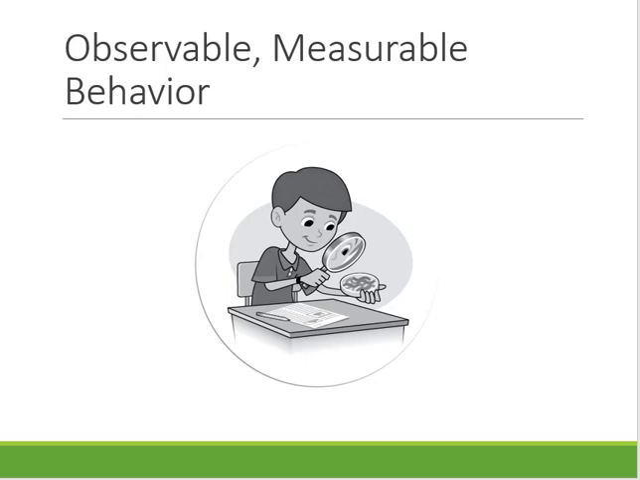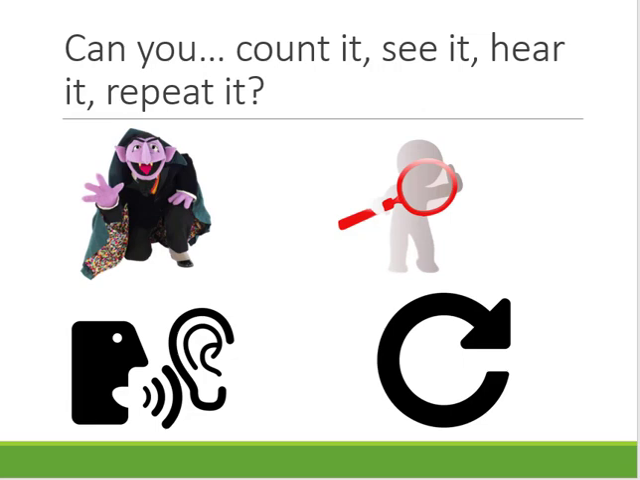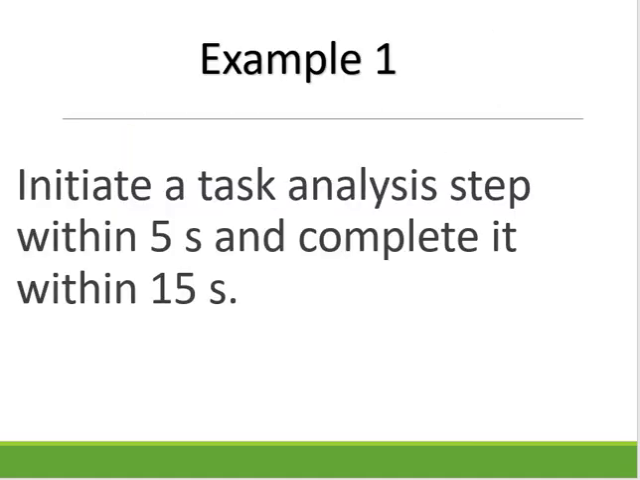Let's start with some examples of observable, measurable behavior. These are examples of behavior that we can count, see, hear, or repeat. There are 4 images on the slide: Count Von Count from Sesame Street, a shadowy figure holding a magnifier, an icon of a speaker sending a message to a human ear, and a curved arrow to signify repeating. Example 1 is initiate a task analysis step within 5 seconds and complete it within 15 seconds. Is this observable and measurable?